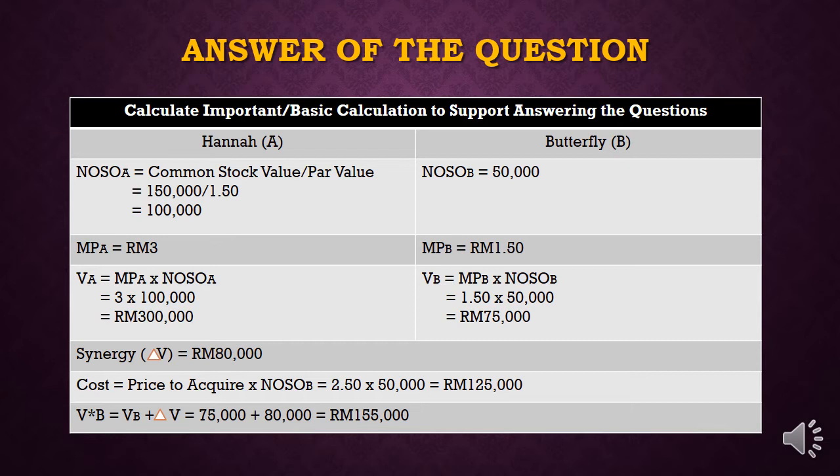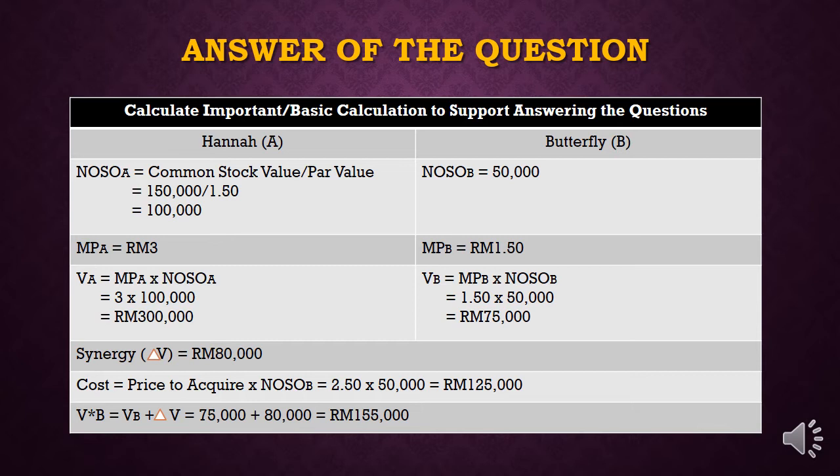And then divided with the par value of the common stock, which is given at 1 ringgit and 50 cents. So you will get number of shares outstanding for A is 100,000 units. While for Butterfly Company, which is B company, it was given in the question that number of shares outstanding for B equals 50,000 units.